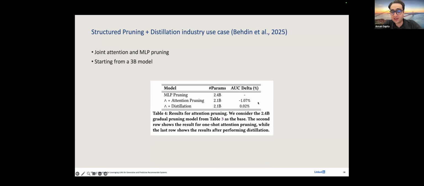We see that when we do attention pruning, it brings us to 2.1B parameters, and it gives us around 1% drop in the AUC. However, again, we can do distillation after the pruning to recover the accuracy, and we see that when we do the distillation, there's no difference in the AUC. So we can go from 3B to 2.1B, basically with minimal drop in the accuracy.